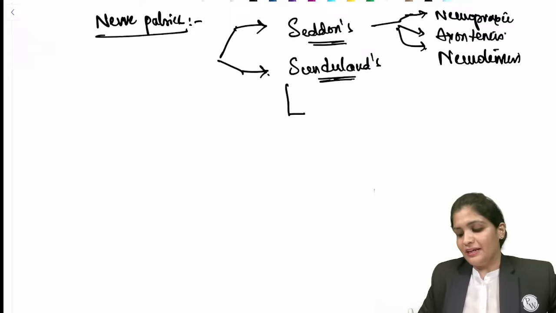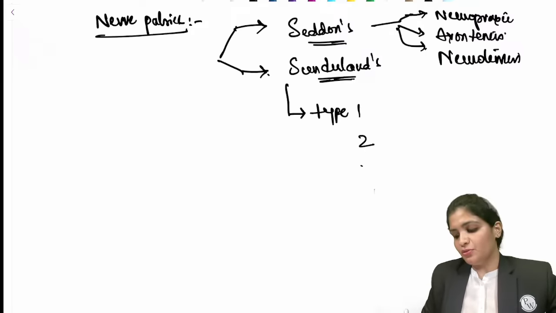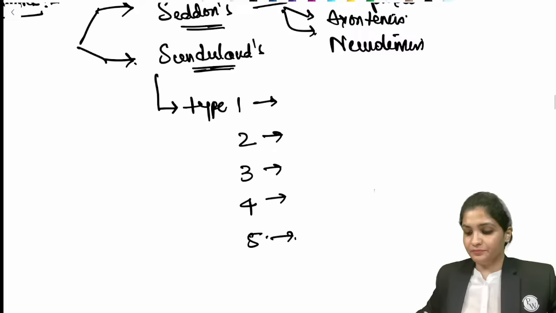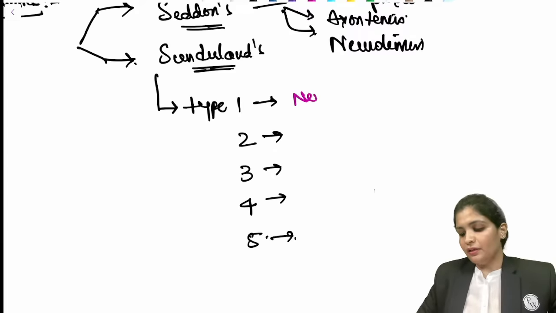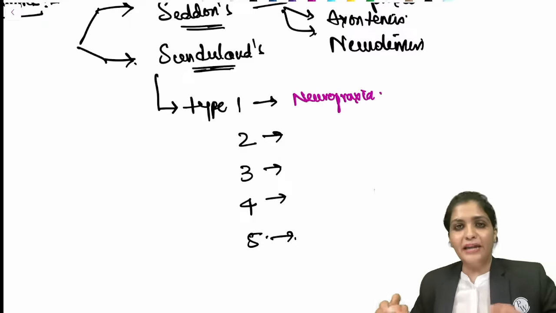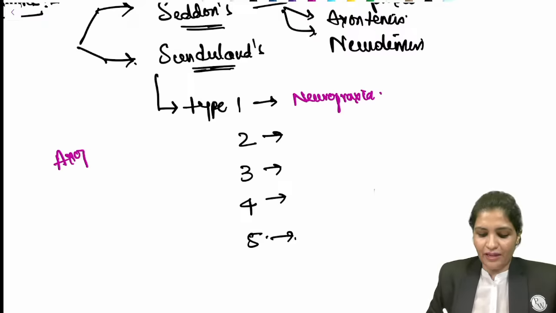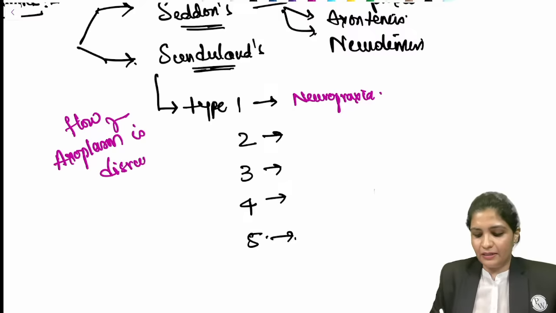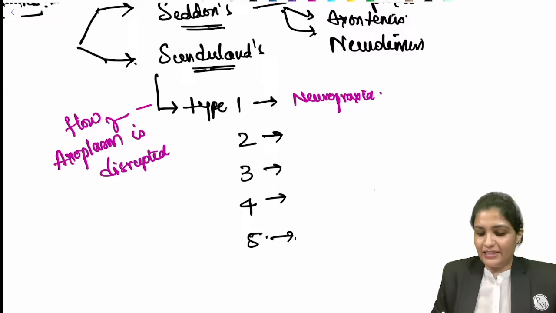And then there is Sunderland classification. Sunderland classification is again type 1, type 2, type 3, type 4 and type 5. So what is type 1? It is equivalent to neuropraxia. What is neuropraxia? Only the flow of axoplasm is disrupted. Flow of axoplasm is disrupted, right? That is neuropraxia, type 1.